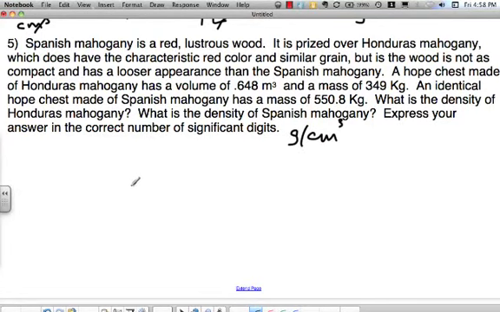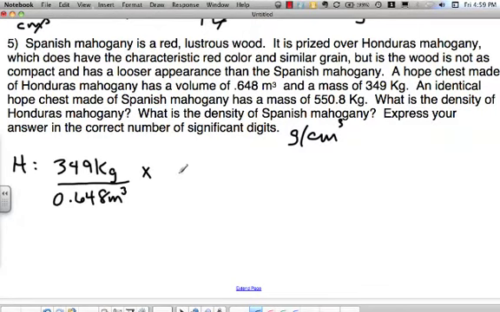So I'm going to start with the Honduran, and I'm going to take my 349 kilograms, that's a mass, and I'm going to divide it by the volume. But I don't want a density in kilograms per meters cubed. I want it in grams per centimeters cubed. So I've got to convert them both. Kilograms needs to go away. It needs to be on the bottom. I want grams on top. And they are 3 powers of 10 apart from one another. All right? So that takes care of my mass.